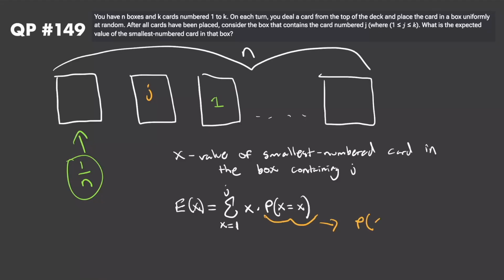We could start working it out. The probability that x is equal to 1 is just the probability that 1 ends up in this box containing j, because if 1 is in a given box, then it's automatically going to be the smallest numbered card in that box. So that probability is just going to be 1 on n. Now the probability that x is equal to 2 is going to be the probability that 2 is in this box with j and 1 is not within that box, because if 1 was in that box, then 2 wouldn't be the smallest numbered card. So this is the probability that 2 is in that box, which is 1 on n, and then the probability that 1 is not in that box is going to be n minus 1 on n.